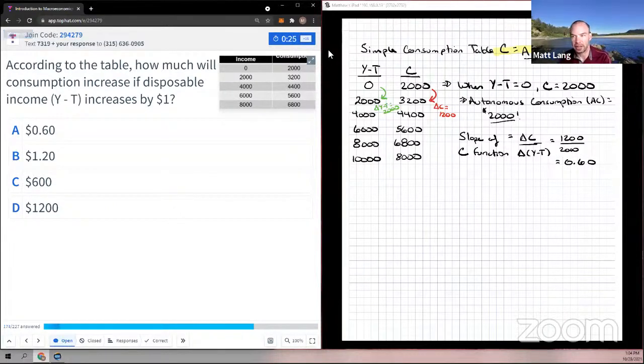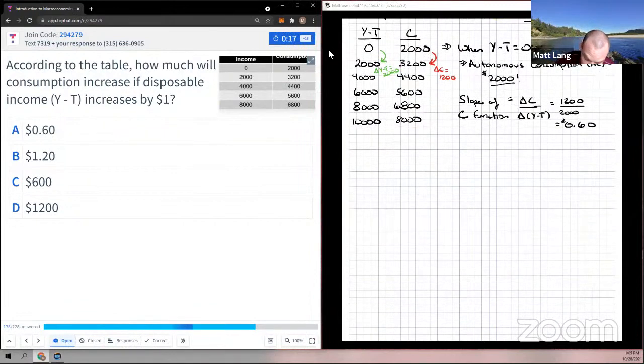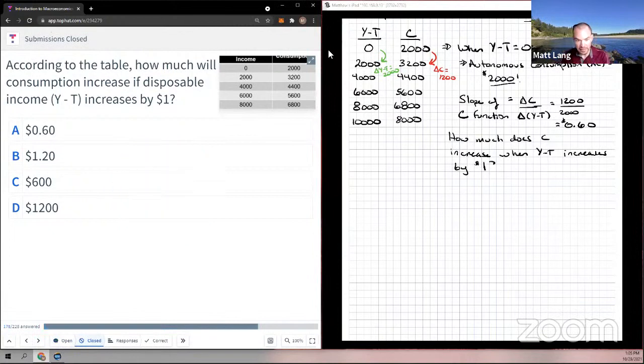Okay, how does this translate into the question here? Because you're probably thinking now, oh, so 60 cents is the answer. And that is the answer. But the way that we framed this is, how much does C increase when Y minus T increases by $1? That's the way that we ask this question.